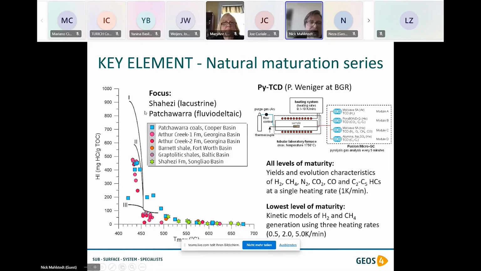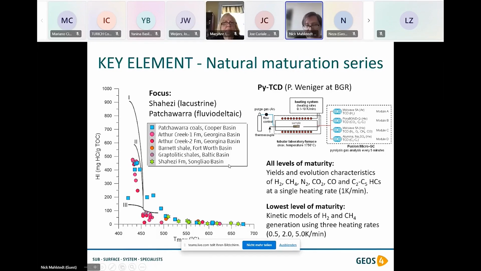So we used as humic coal type 3 samples from the Permian Pachawara coal from the Cooper Basin in Australia. For type 2 marine organic matter, we used Middle Cambrian Arthur Creek Formation shales from the Georgina Basin and some others coming from US and European basins. And as lacustrine organic matter, shales from the Cretaceous Shahezi Formation in the Songliao Basin in China were provided.